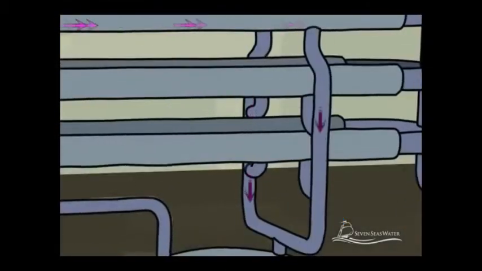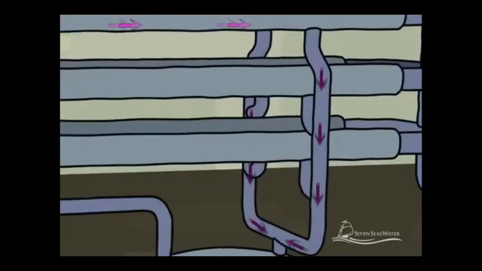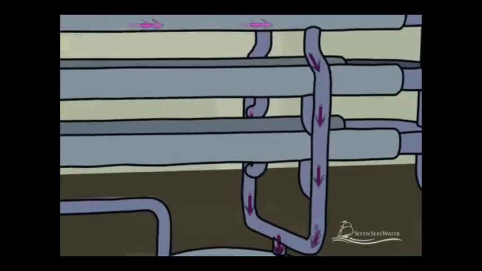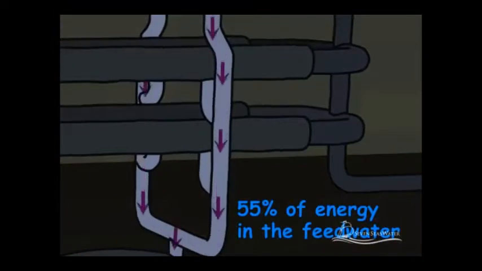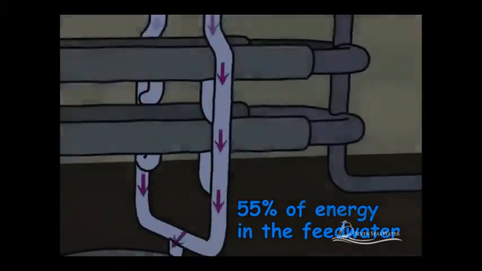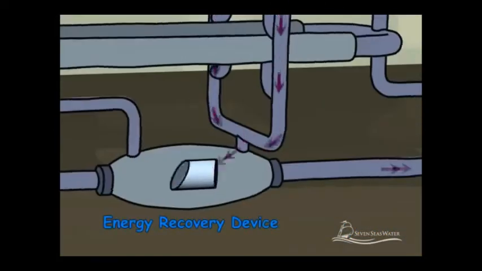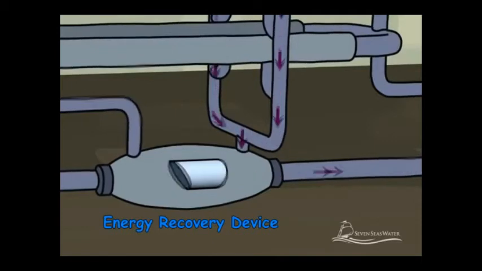The concentrated salt stream that is rejected from flowing through the membrane continues to pass across the membrane surface, where it is collected separately. The concentrated salt stream retains about 55% of the total energy of the seawater stream that was originally fed to the membranes. To reduce the energy that is required to operate the reverse osmosis plant, the pressurized concentrated stream is piped into an energy recovery device.